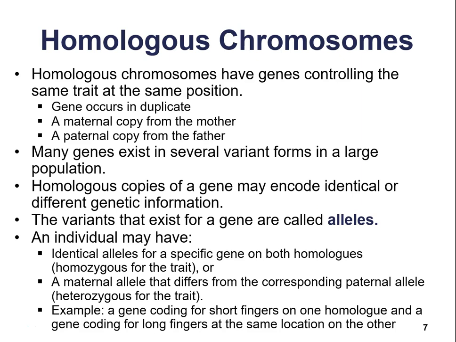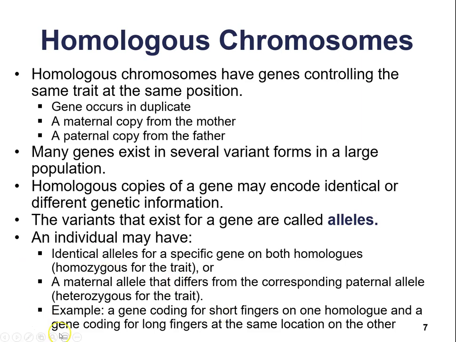So it says here, an individual may have identical alleles, the same for a specific gene on both homologs, and that would mean that you're homozygous for the trait. Remember, Chapter 11 really focuses on this type of genetics. A maternal allele that differs from the corresponding paternal allele would mean that you're heterozygous for the trait. It gives you an example here: a gene coding for short fingers on one homolog and a gene coding for long fingers at the same location on the other. That would be heterozygous.